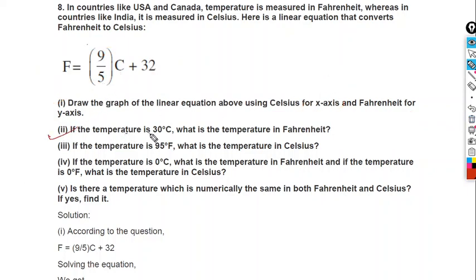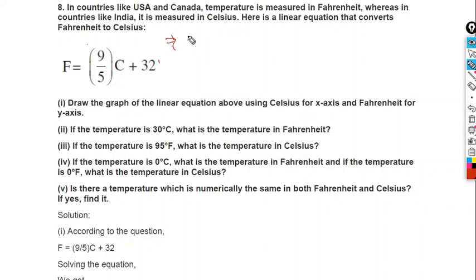If the temperature is 30 degrees Celsius, what is the temperature in Fahrenheit? That means C is given. In this case, C is 30 degrees Celsius. We have to find the Fahrenheit. Now we'll solve it. Here F is equal to... I'm not writing it again. The equation is here.